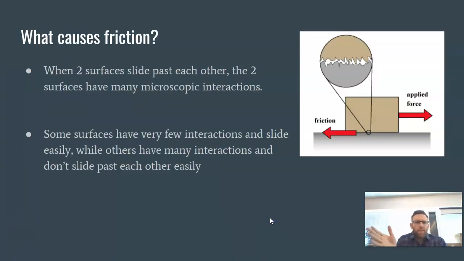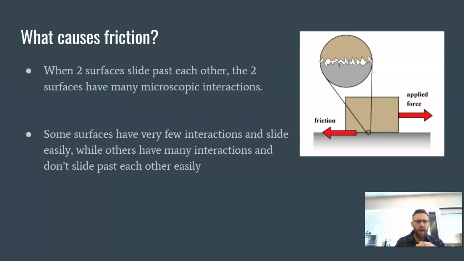So what really causes friction? When two surfaces slide past each other, the two surfaces have many microscopic interactions. If you zoomed in to look at what's going on between those two surfaces, they could be a little bit bumpy, they could have some molecular interactions, and that could increase friction. Now, some surfaces have very few interactions and they slide very easily. Ice is a really good example. Ice is relatively smooth and it doesn't really interact with the objects that are sliding on it, so things slide very easily on the ice.